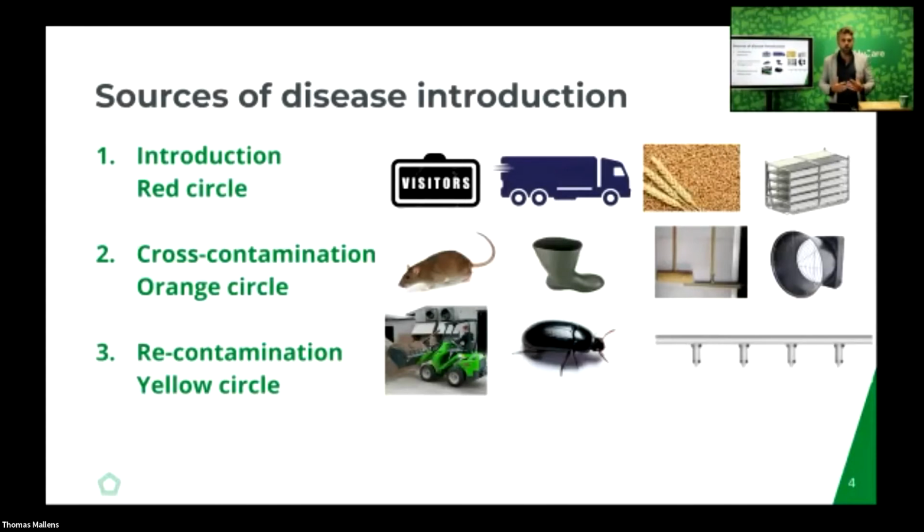Now on the red circle, I've put a few examples in my presentation. We have a look at visitors, of course. Well, we need visitors, we need vets, of course, on our farms, could be on a weekly basis, could be on a monthly basis, but it's a risk. And what we try to achieve in our protocols is that every visitor at some point changes clothes, and when it's more professional, with a more dense population, always showers before entering a farm.